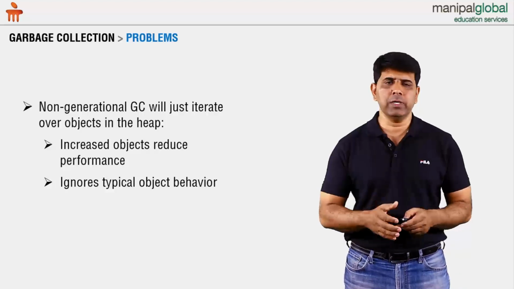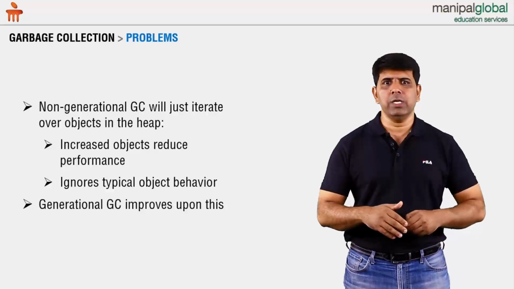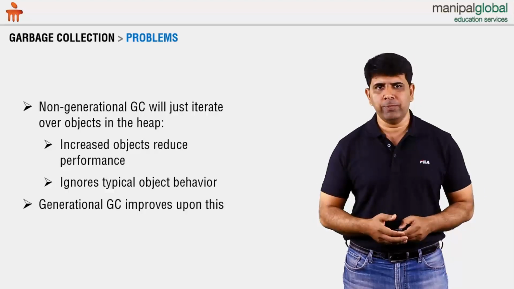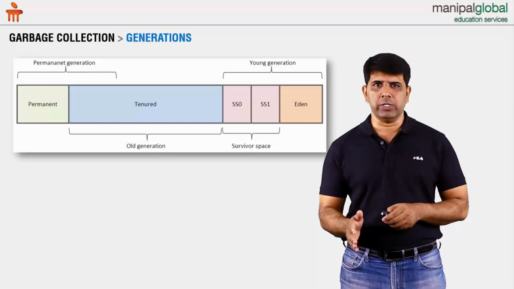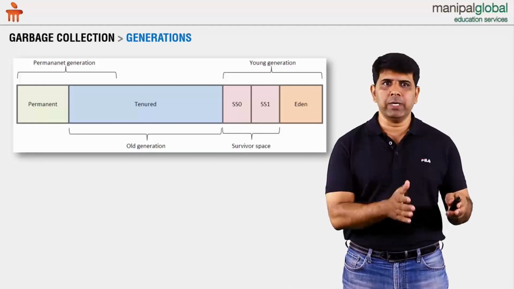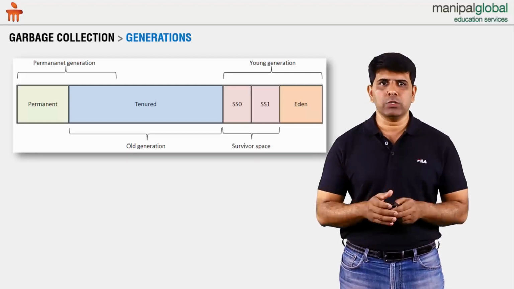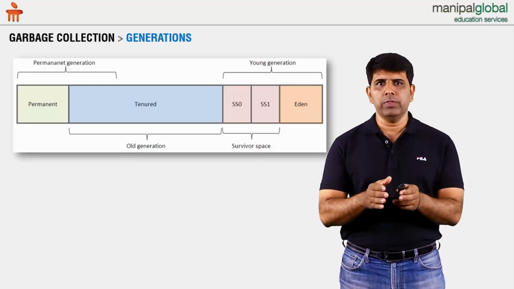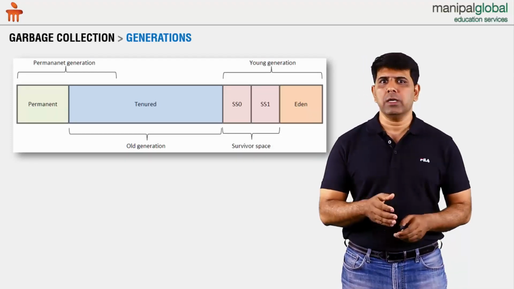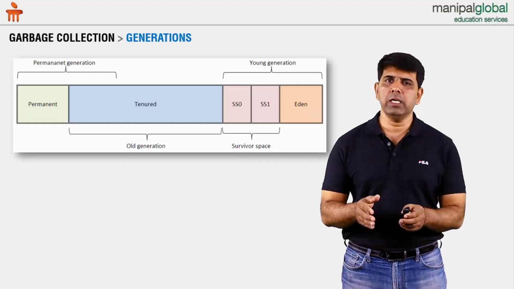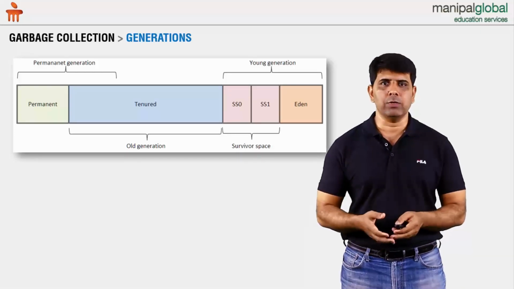So these are all some of the common problems encountered. Now generational GC improves on this particular feature. Here the entire memory is divided into various generations. As you can see, there is a permanent generation, there is a tenured generation, which is also known as old generation, there is a survivor space and there is Eden. Now the two survivor spaces together with Eden are known as young generation. Here is where newer objects tend to live.